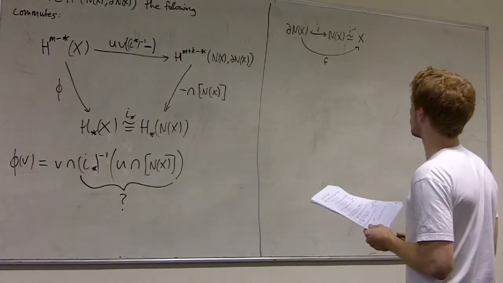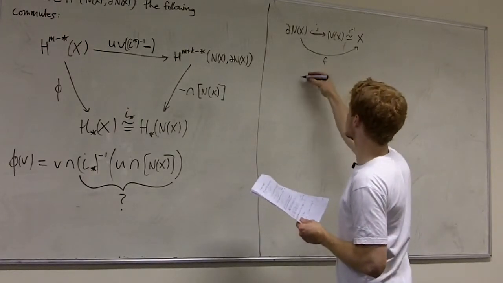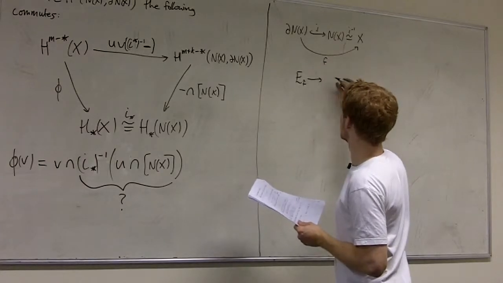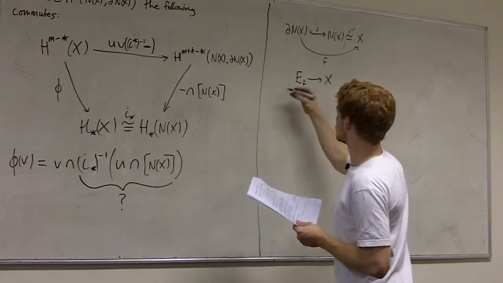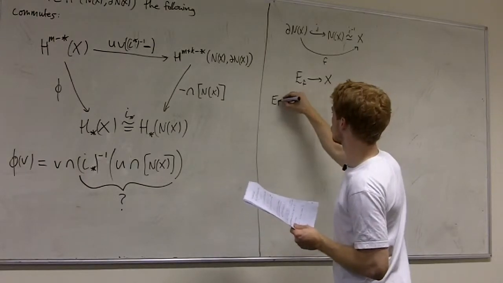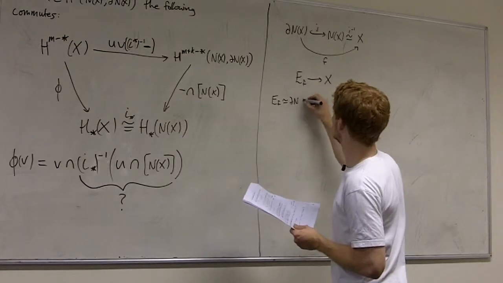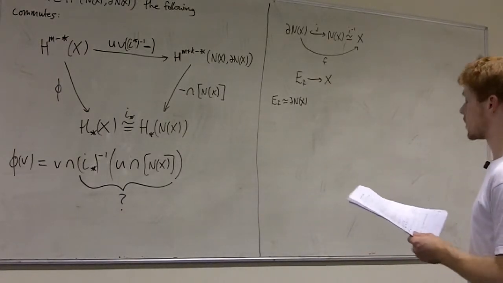So we want to take a path space fibration, path space construction, to make a fibration to X, so that EF is homotopic to the boundary of the normal neighborhood.